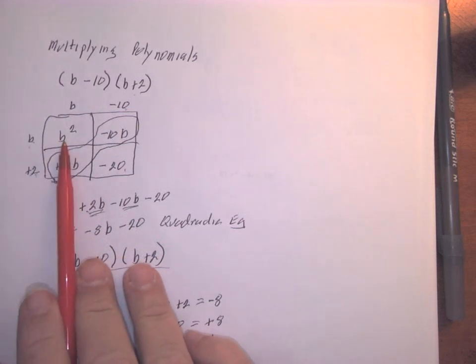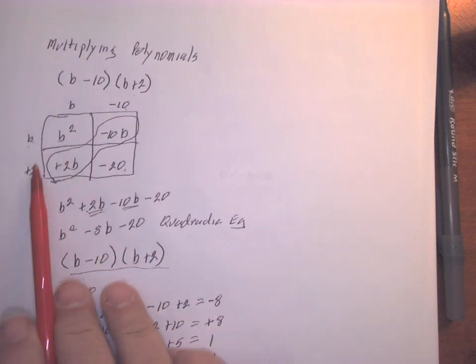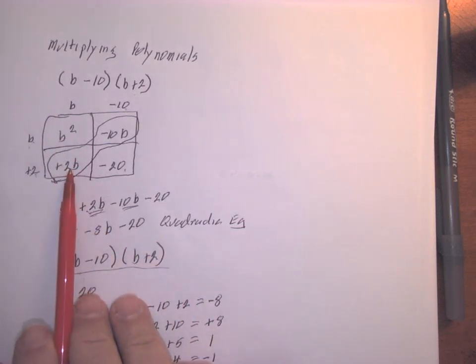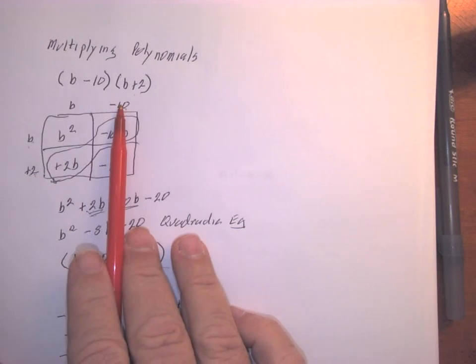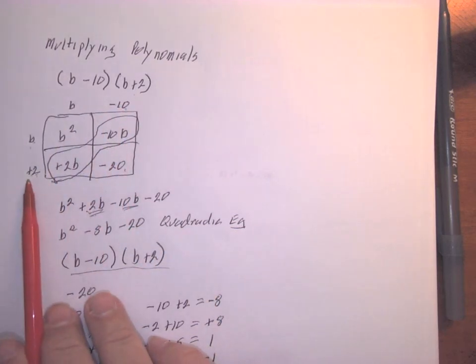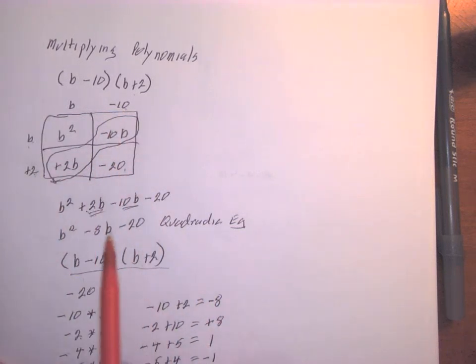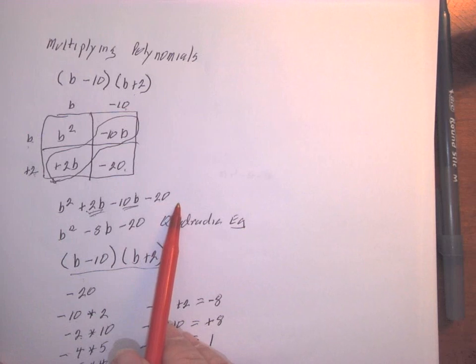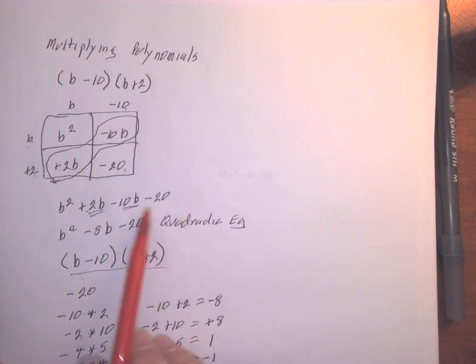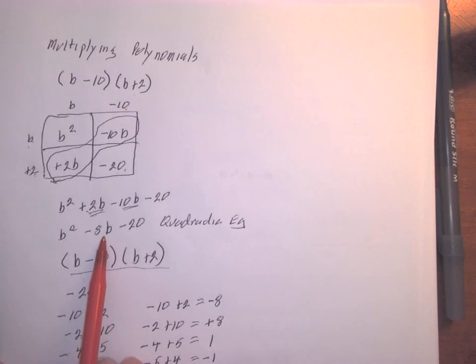And when we did the multiplication, we got b times b is b squared. 2 times b is plus 2b. And minus 10 times b is minus 10b. And then plus 2 times minus 10 is minus 20. So we ended up with something that looks like this with our plus 2b and our minus 10b. And when we combine them, we ended up with negative 8b.